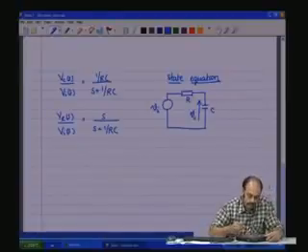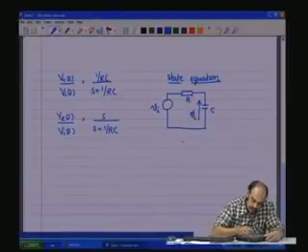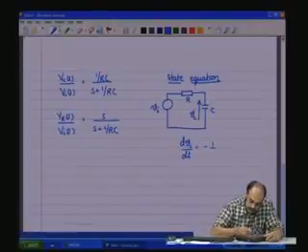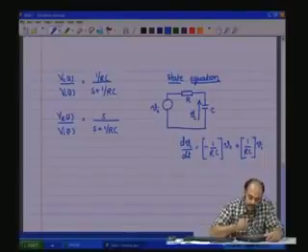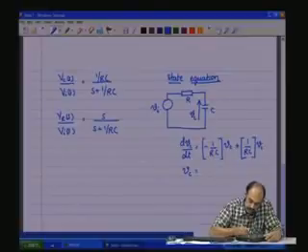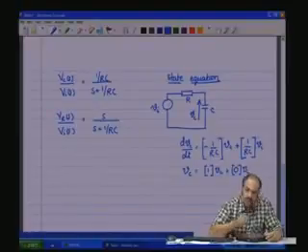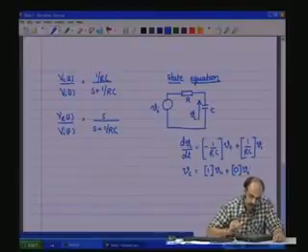Vc is the state variable, so dVc by dt is equal to minus 1 by RC, which is the A matrix, into Vc plus 1 by RC, the B matrix, into Vi. This is the dynamic part of the state equation, and of course, the output equation we saw: Vc equals 1 Vc plus 0 Vi. Okay, this is the output equation.